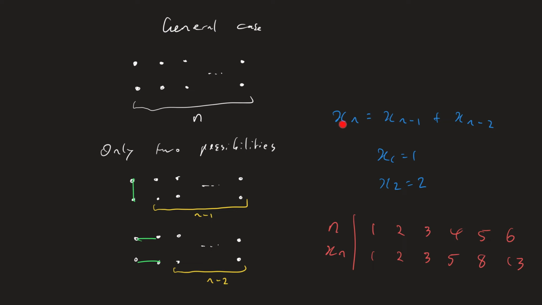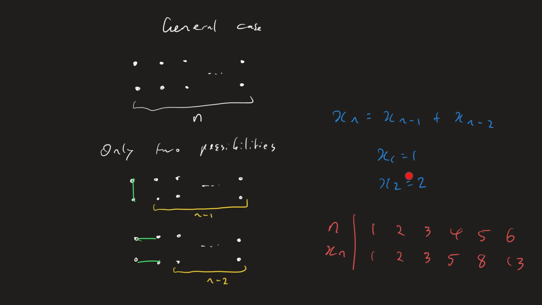So the number of tilings for a 2x n grid is equal to the number of tilings in a 2x n-1 grid, corresponding to this case, plus the number of tilings in this case, and that's x of n-2, because we're left here with a 2x n-2 grid. Recall from the previous page that a 2x1 grid can be tiled in one way and a 2x2 grid can be tiled in 2 ways, and in general a 2x n grid can be tiled in the sum of the number of tilings for a 2 by n-1 grid plus the number of tilings of a 2 by n-2 grid.